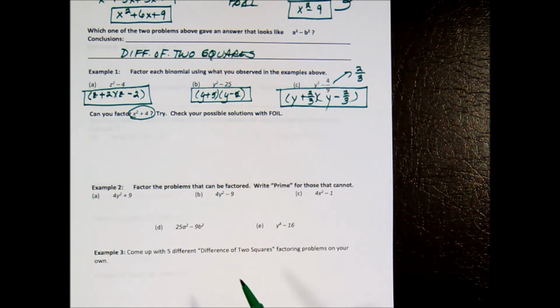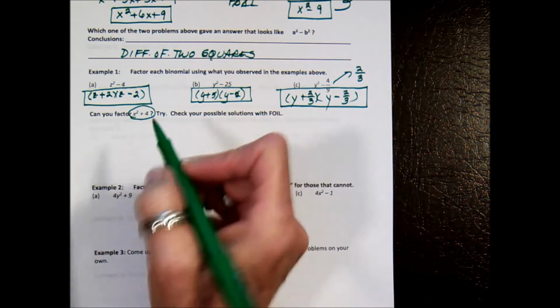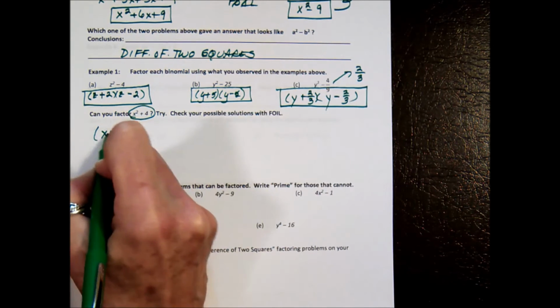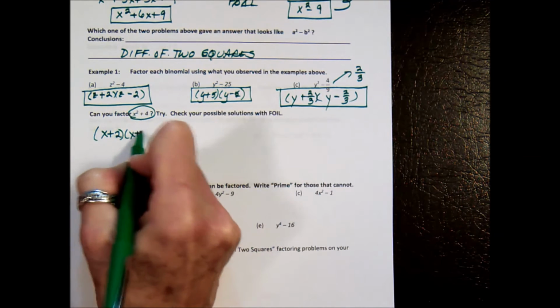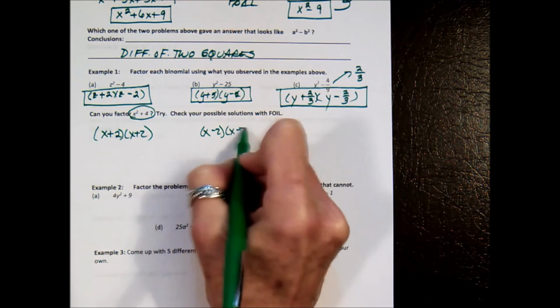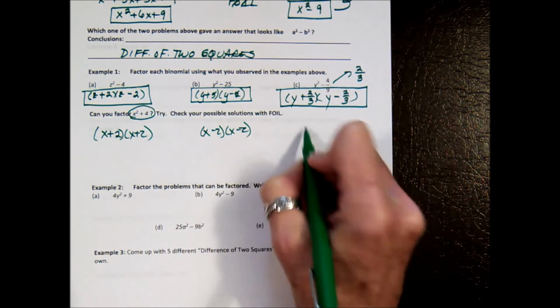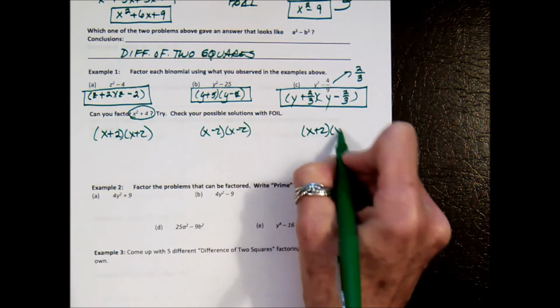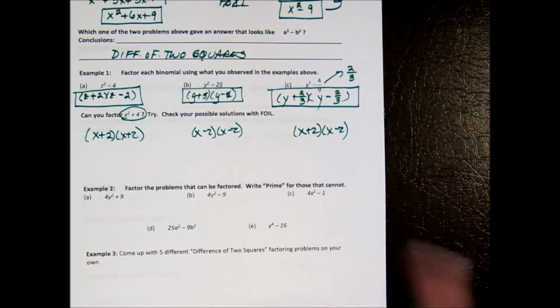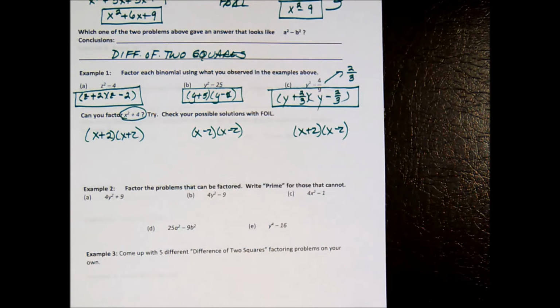So pause the video. I'm assuming now that you did pause it and that I'm going to guess, because I've had other students before, that some of you said, oh, that's x plus 2 times x plus 2. Some of you might have said, oh, that's x minus 2 times x minus 2. And maybe even some of you said, oh, no, that's x plus 2 times x minus 2. So let's test each one of those and see if we can get x squared plus 4.